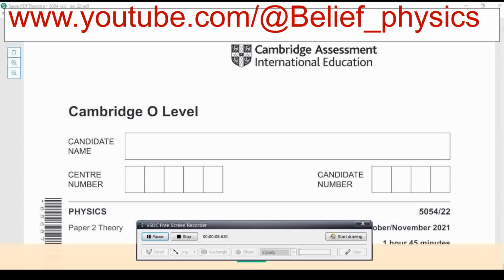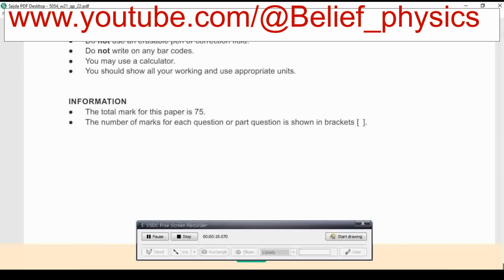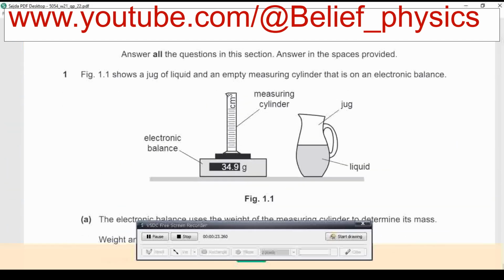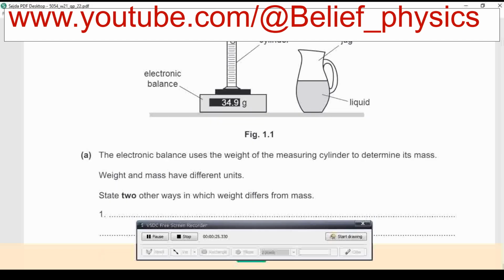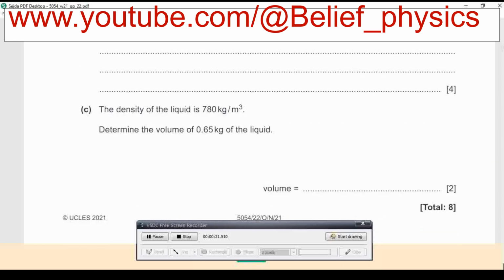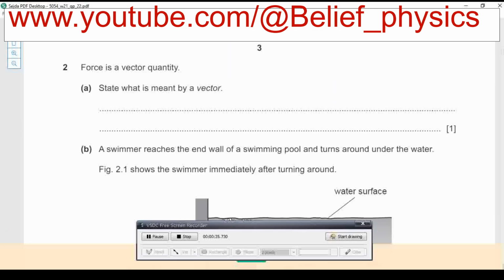Last time we started Physics 5054 variant 22, the section paper 2, which is theory, for October November 2021, and we solved question number 1. I will give you the link in the description for this question. Today we are going to solve question number 2, and question number 2 is about the forces.